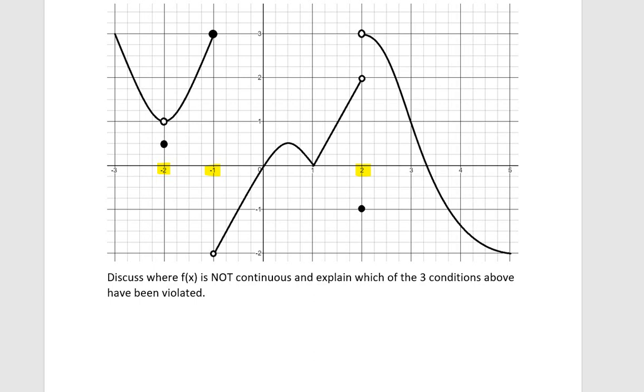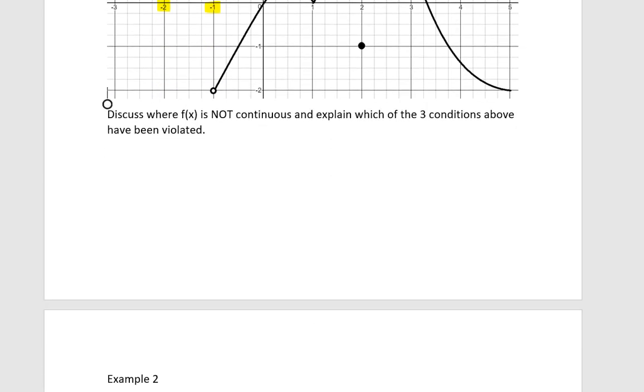Great. Here's how we would write that answer, and this is also how WebAssign is going to want you to write your answer. So we are going to have discontinuities when x equals -2, when x equals -1, and when x equals 2.